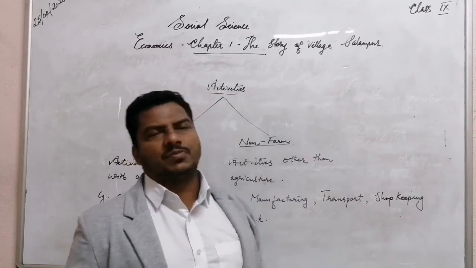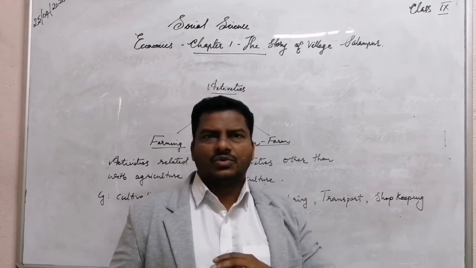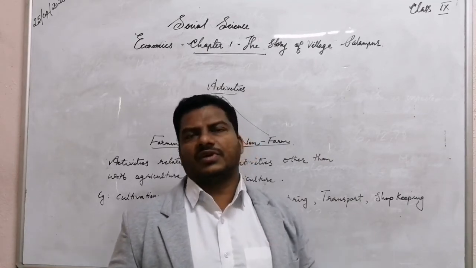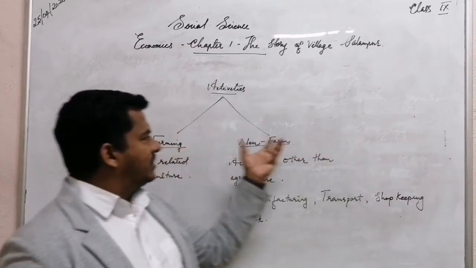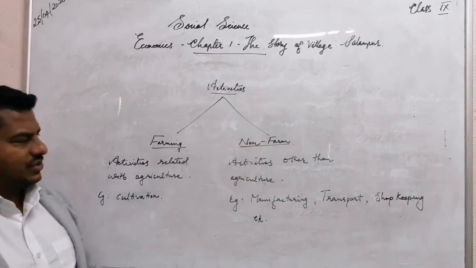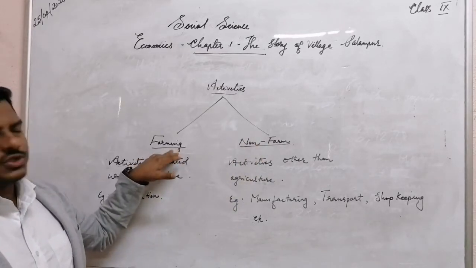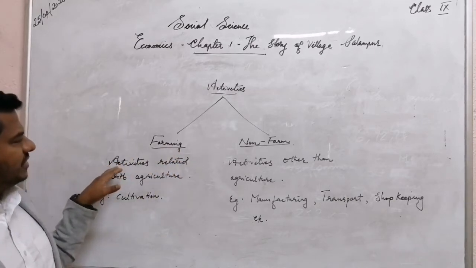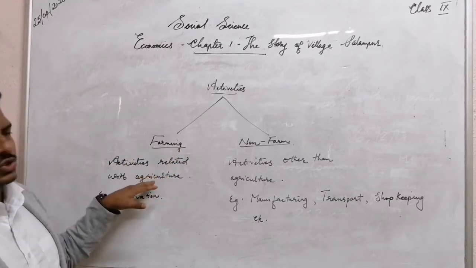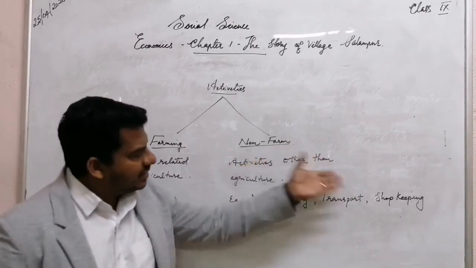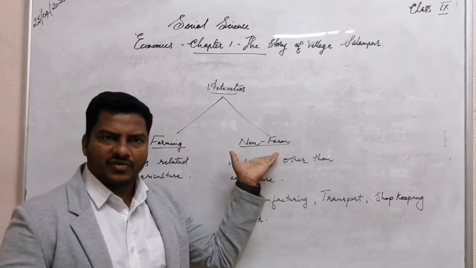The study of this Palampur will take us through some basic concepts of production and some different types of economic activities. Look at this difference between farming and non-farming activities. The main activity in this village is farming, and activities related to agriculture are known as farming activity. Activities other than agriculture are known as non-farming activity.